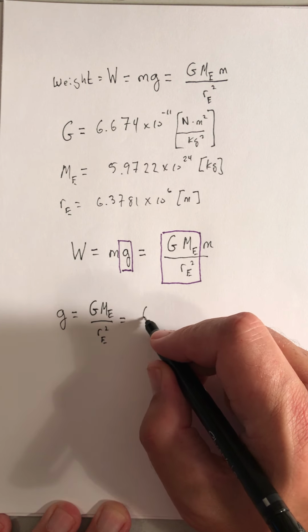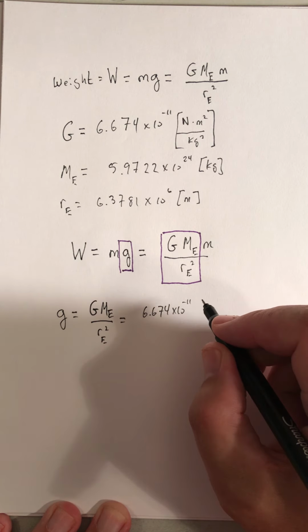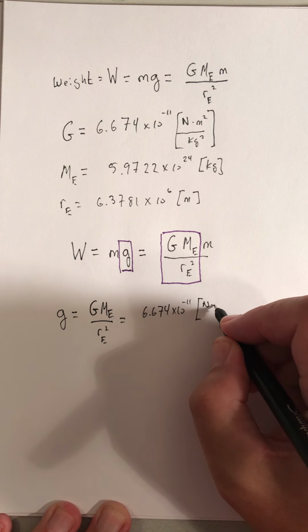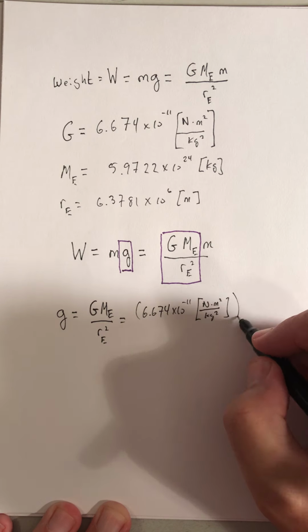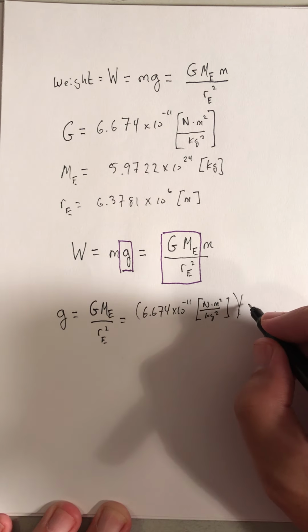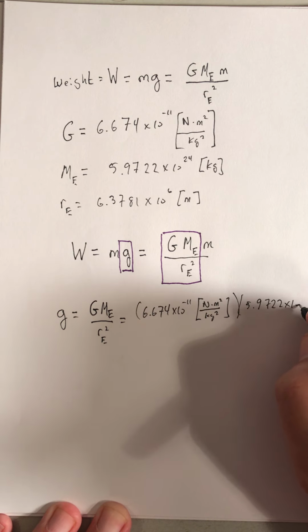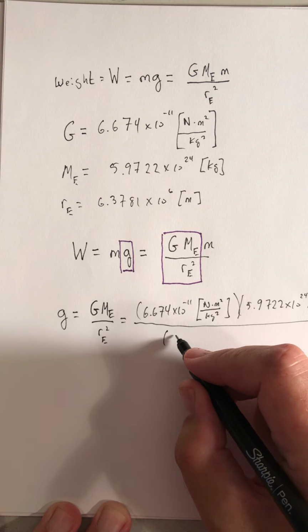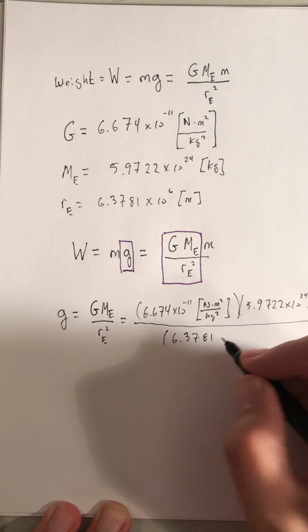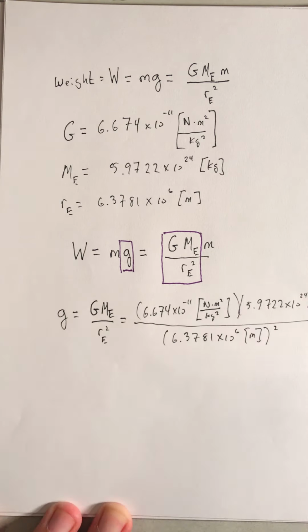We're going to have 6.674 times 10 to the minus 11 Newton meter squared per kilogram squared. Mass of the Earth, 5.9722 times 10 to the 24th kilograms. And the radius of the Earth, 6.3781 times 10 to the 6th meters squared.